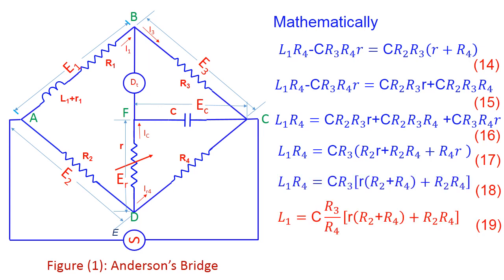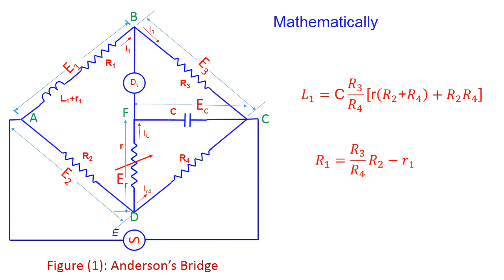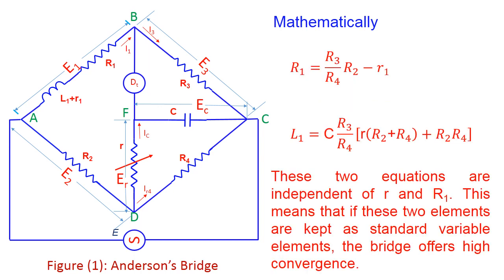Solving equation 18 for unknown inductance L1, we get L1 equal to C multiplied by R3 upon R4 multiplied by r into R2 plus R4 plus R2 into R4. Rewriting equation 19 and equation 13 for unknown inductance and its unknown resistance, we get L1 equal to C R3 upon R4 multiplied by r into R2 plus R4 plus R2 R4 and r1 equal to R3 upon R4 multiplied by R2 minus lowercase r1. These two equations are independent of r and R1. This means that if these two elements are kept as standard variable elements, the bridge offers high convergence.